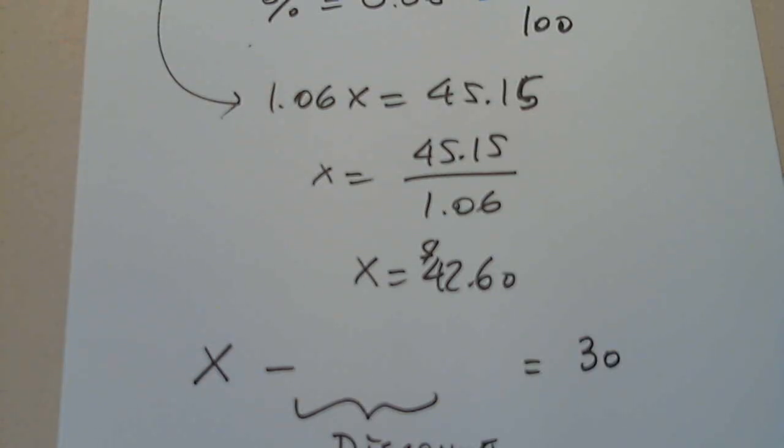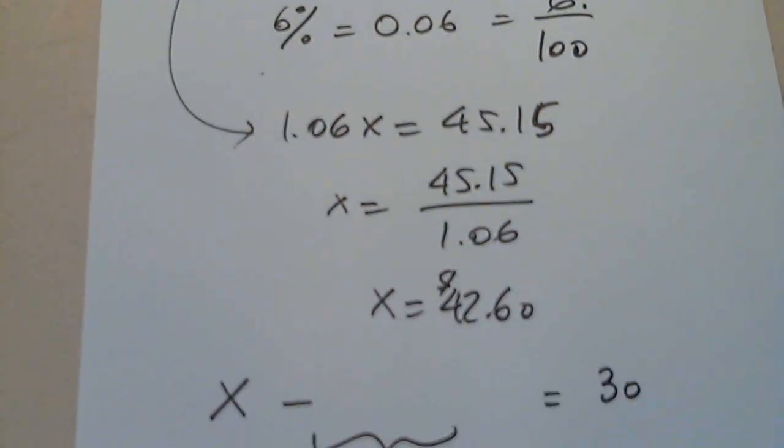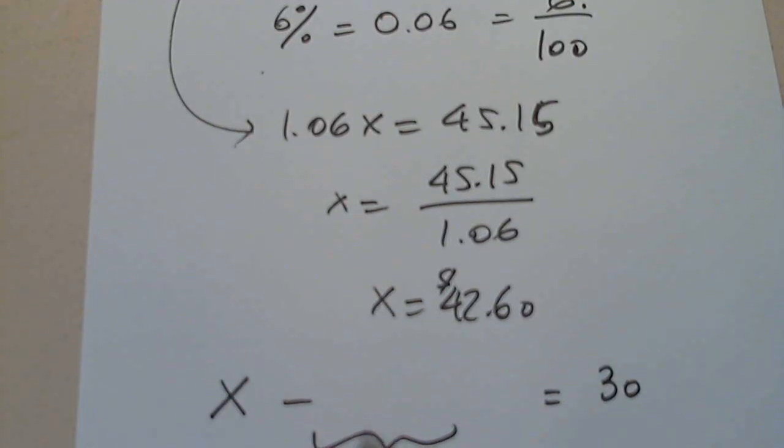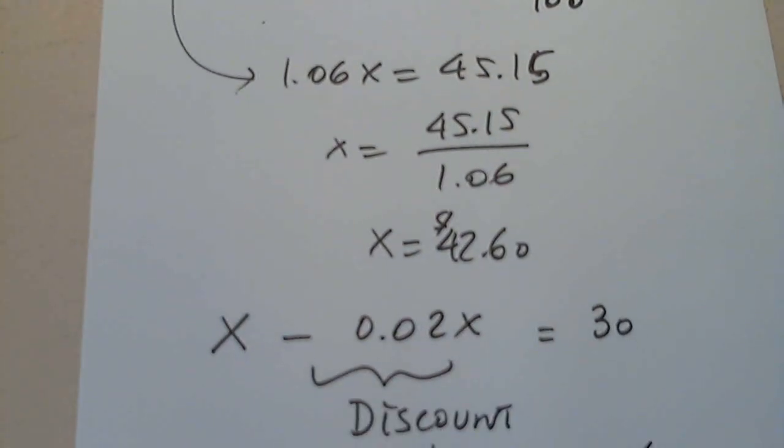What do you think? What should I write? How do I write a 2% discount on x? Right, 0.02 times x. So one more time, let's see how we wrote 6% of x. Now we want 2% of x. 0.02 times x. Indeed. But this time we subtract. Initially we added. So this is a different problem.